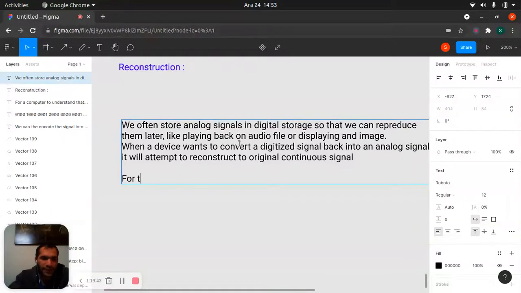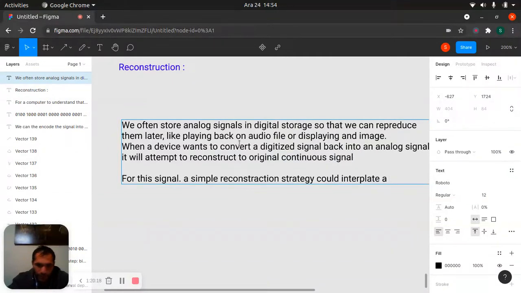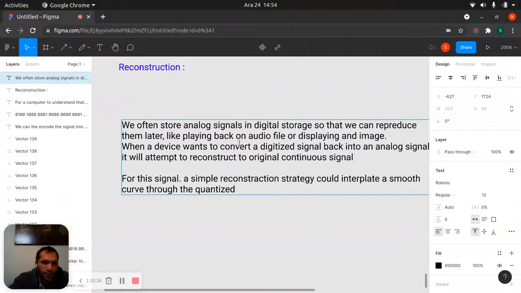So let's say for this signal sample, a simple reconstruction strategy could interpolate a smooth curve through the quantized points. This is good information.